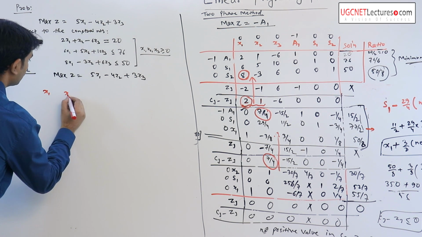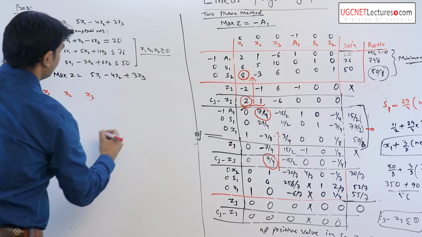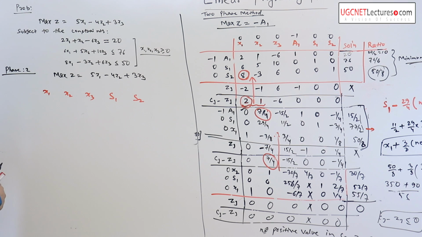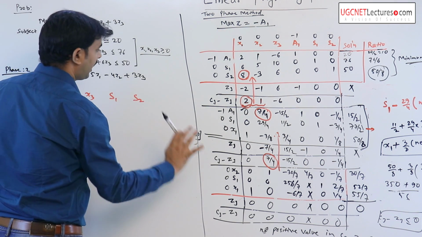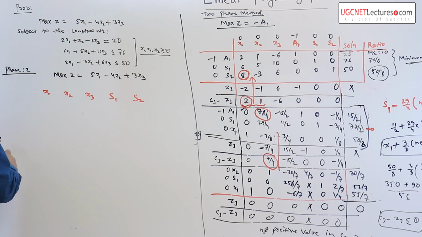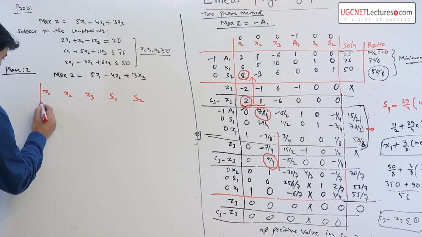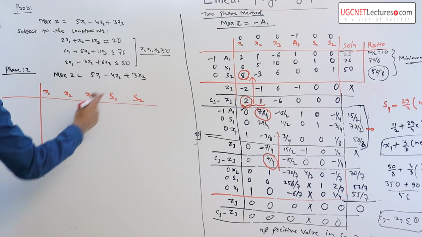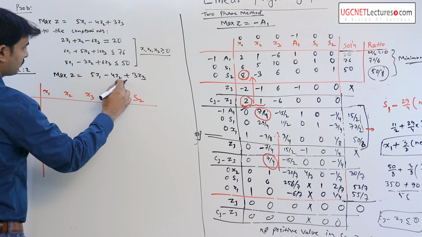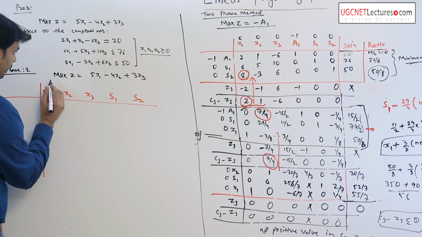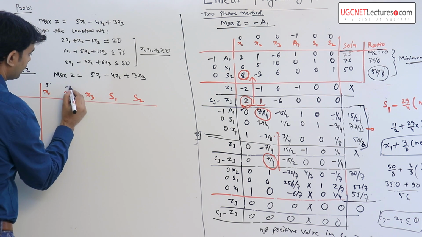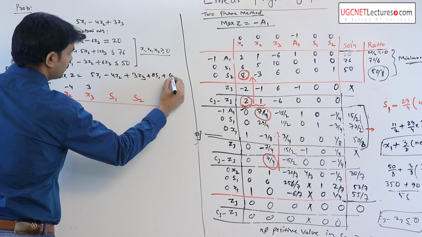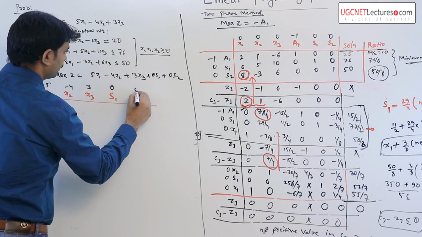x1, x2, x3, only we have to take the slack variable by removing the artificial variable, and just as it is maximization z is equal to 5x1 minus 4x2 plus 3x3, so the coefficient of x1 is 5, x2 is -4, and x3 is 3, plus 0s1 plus 0s2. So here 0, here 0.